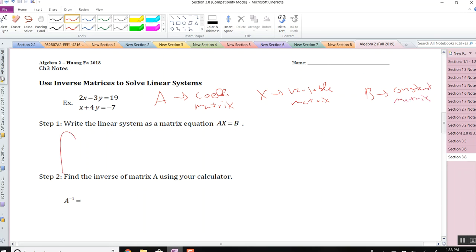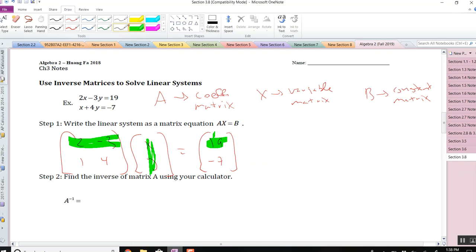So what I'm going to do is the coefficients are 2 and -3, 1 and 4. My variables, of course, are x and y. And my constants are 19 and -7. This has to make sense because if I take this row and multiply to that column, I get 2x plus -3y. And that's going to equal 19. Then if I take this row right here and multiply by that column, it's going to equal -7. So you get x plus 4y equals -7. So that's how we can organize our system into a matrix.